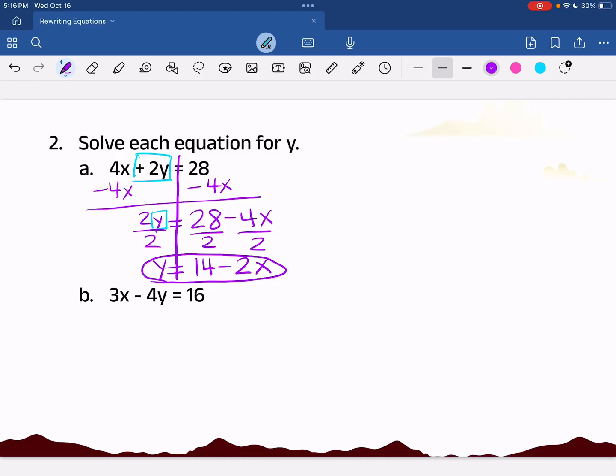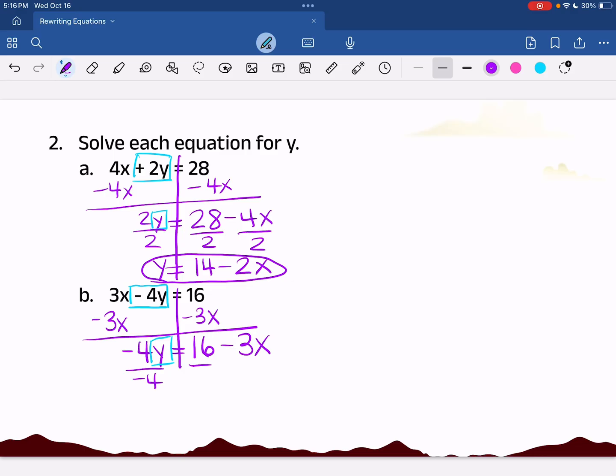Next, I have 3x minus 4y, minus 4y is what is attached right now. So we need to get rid of 3x. We're going to subtract 3x from both sides. So it says minus 4y is equal to 16 minus 3x. Then I still need to get y by itself. So I'm going to divide everything by negative 4.